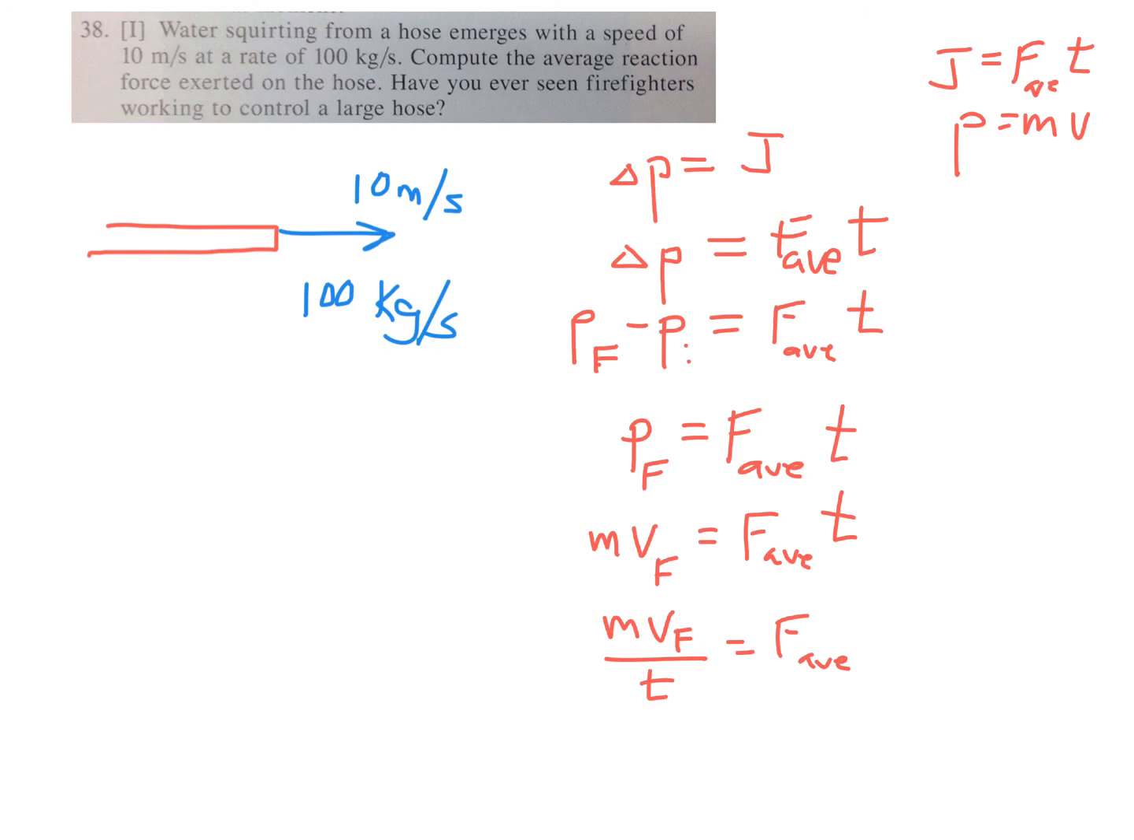So we have essentially M over T. I could group it like this. M over T, mass per unit of time, times V final equals the average force. Well, M over T is 100 kilograms per second, times the V final, which is 10 meters per second. So it's just 100 times 10 is 1,000. So the answer is going to be 1,000 newtons of average force during this process.